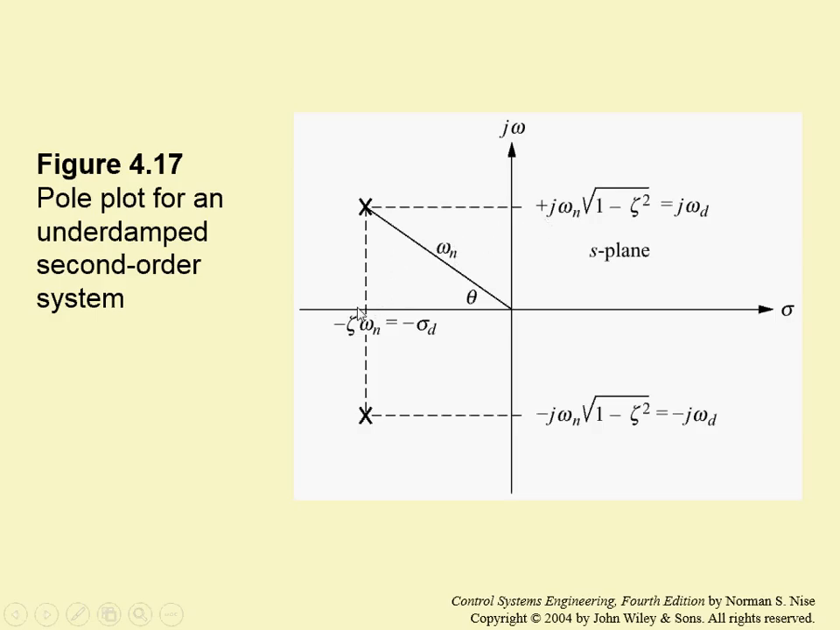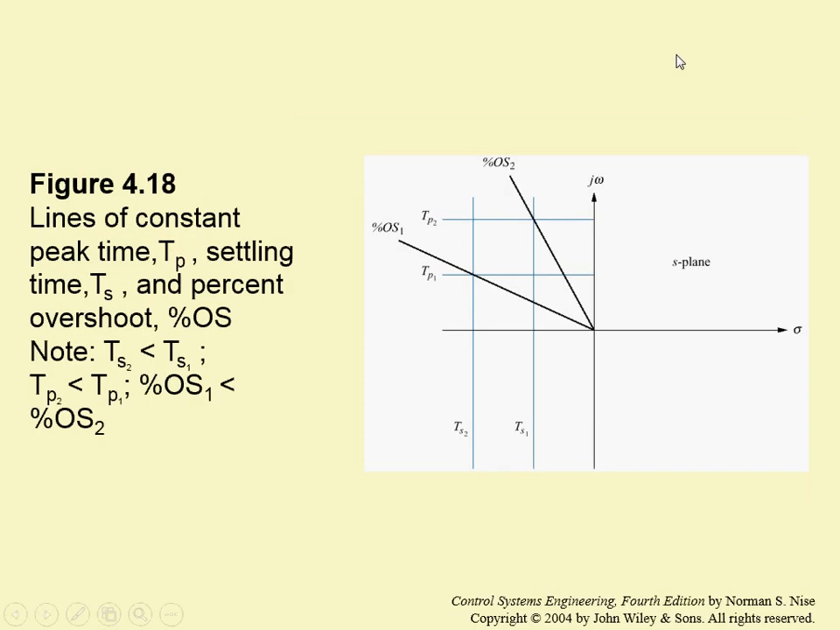Okay. Let's examine this. For example, if the poles are here on the one, you will get this answer. If you move them to two, you will get this answer. And if you move them to three, you will get this answer. So the envelope is the same, but obviously as you go up, do you see the frequency increases? And remember, this was the value of the damped frequency. So the bigger this number is, the smaller the oscillations you're going to get.